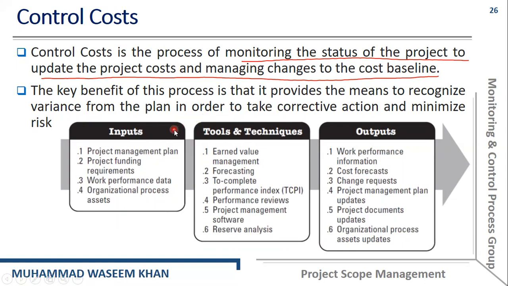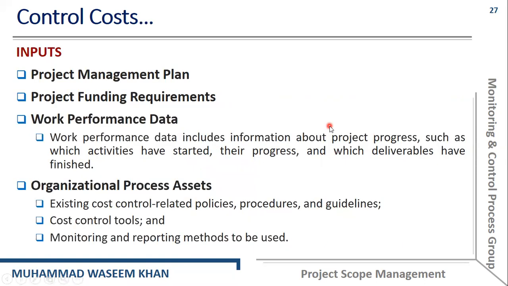So yes, the key benefit of control cost is that we need to recognize where there is the greater variance, or the difference between the actual and the planned values. Based on that variance between the planned and actual values, we can take corrective action and minimize risks. So for control cost, we have the inputs, tools and techniques and outputs.